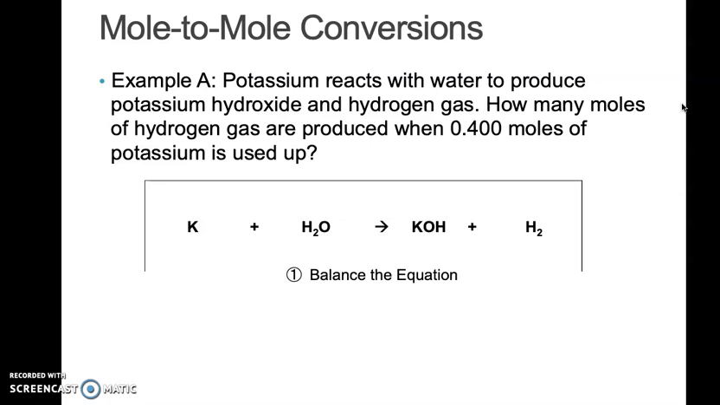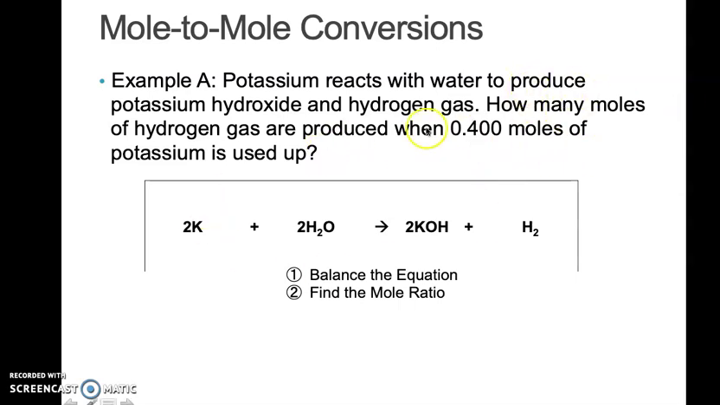All right, if you balance the equation, you should have ended up with something like this, right? So this is all balanced. We can move on to our next step, which is we need to find the appropriate mole ratio, okay? This is where it can get a little tricky. How do we know which mole ratio to use?